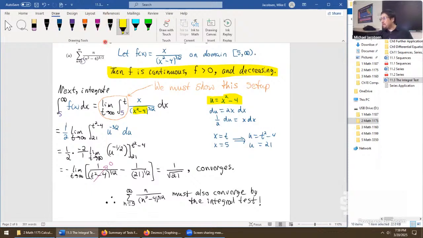Another follow-up concept about this is an infinite sum, and computing what it converges to exactly is really tough. It's easy to estimate, though. That's the estimate. I can say that the total sum here is less than 1 over root 21. So that's kind of nice in a way to have that estimate.